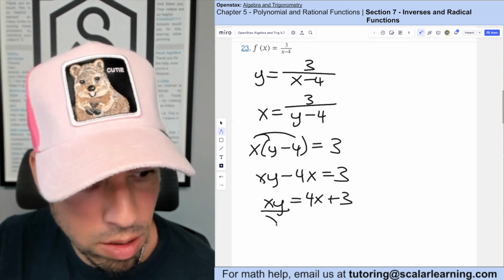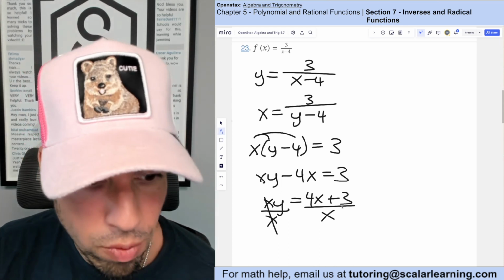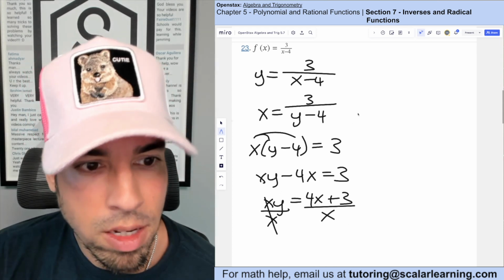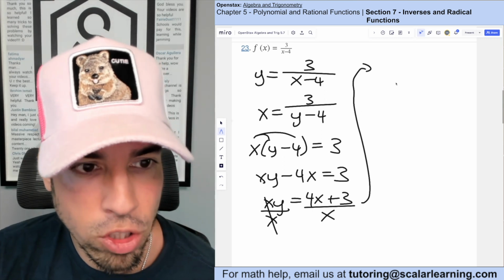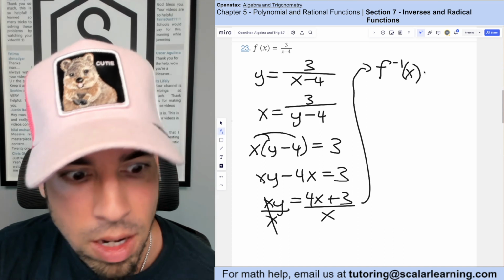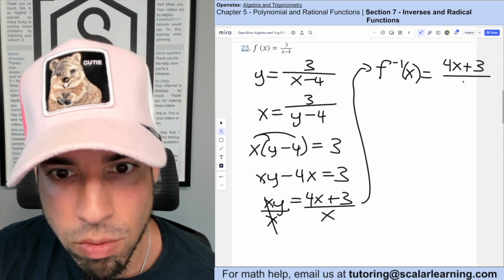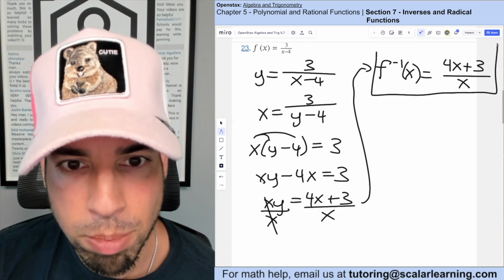Last but not least, we're going to divide both sides by x, like so. And now I get y equals 4x plus 3 over x. And now we're going to put this into that nice function notation, replacing y with f inverse or f negative 1 of x equals 4x plus 3 over x. Here's your answer. Boom, done.